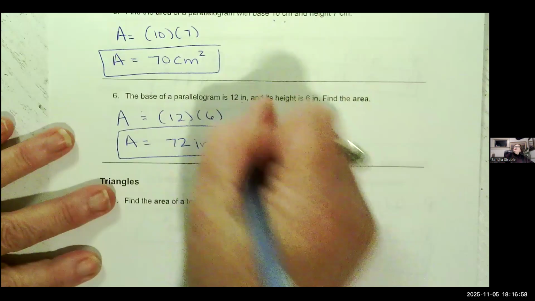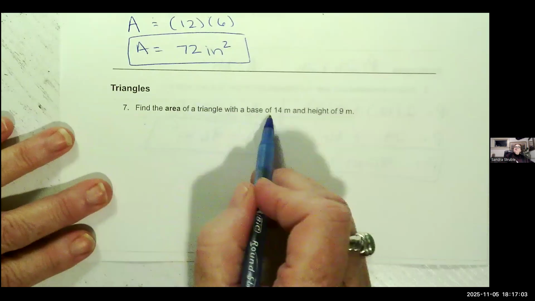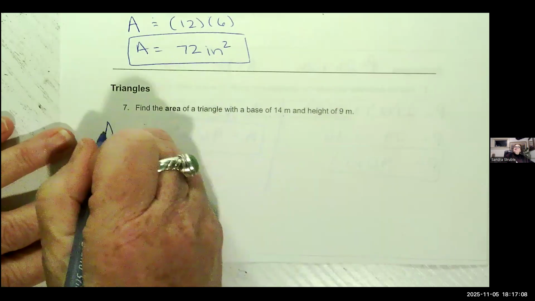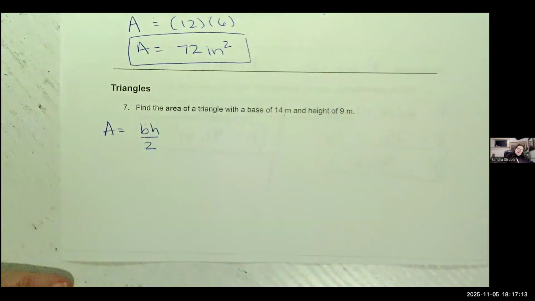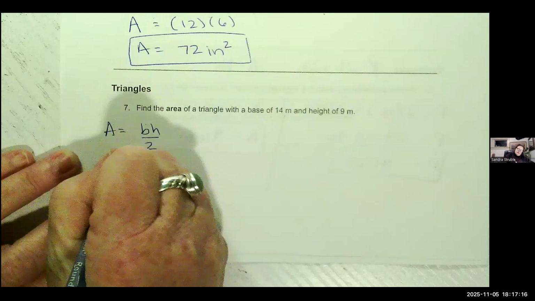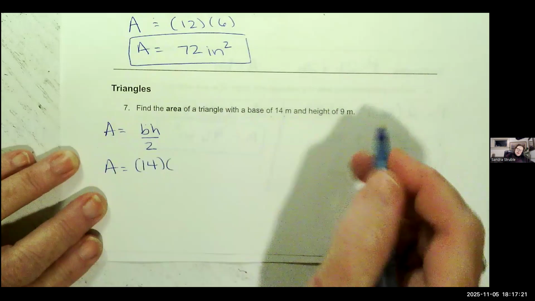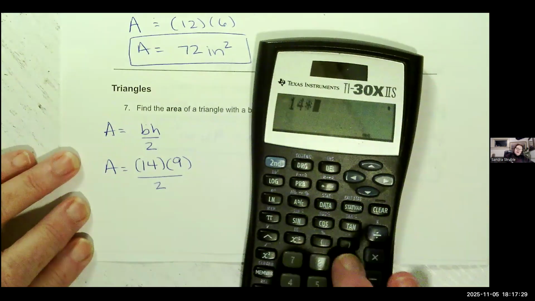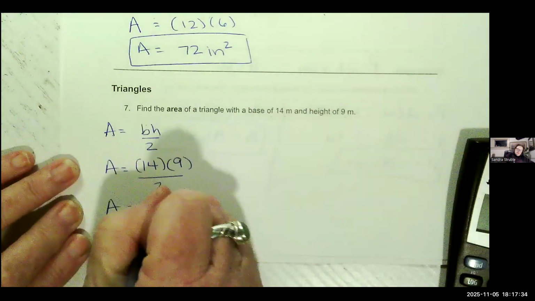Triangles. Find the area of a triangle with a base of 14 and a height of 9. Well, the area for a triangle is base times height divided by 2. Pause the video, attempt this one yourself, and come back to see how you did. So the base is 14. The height is 9. Divide that by 2. 14 times 9 divided by 2 is 63. Our unit is meters, and we need to square that.